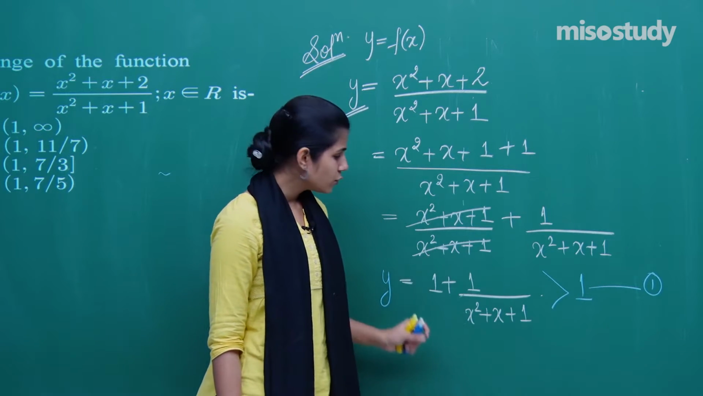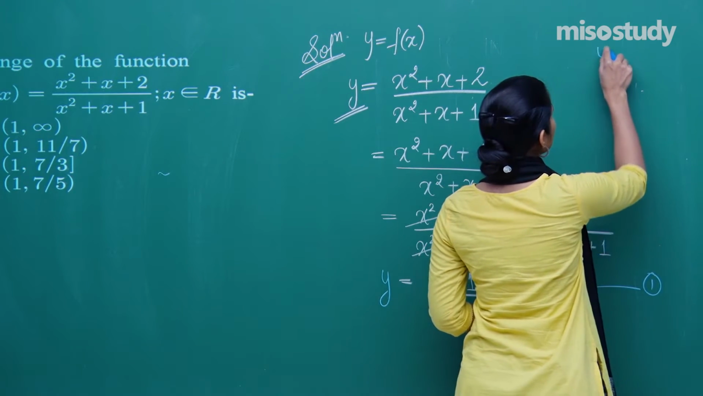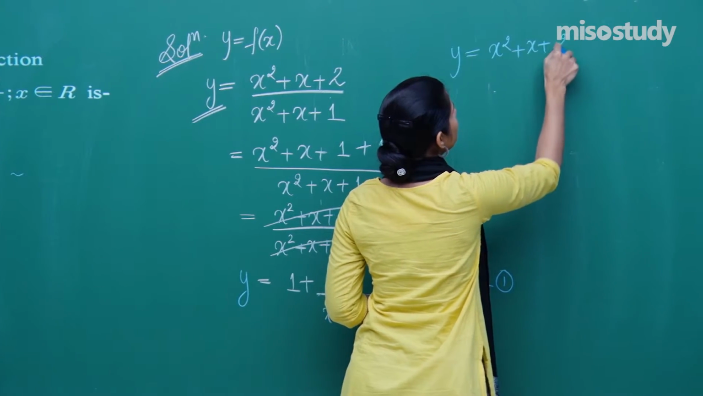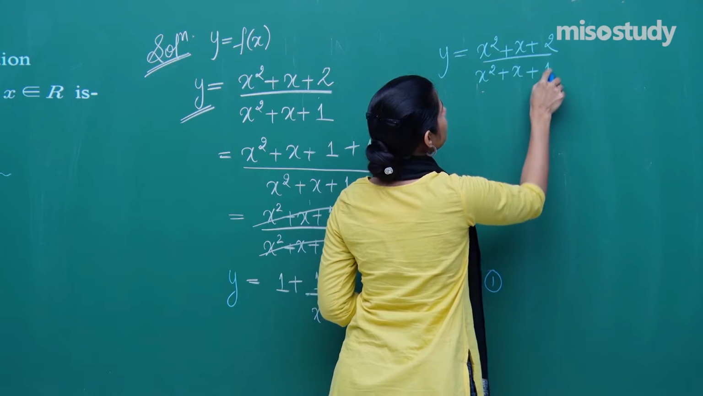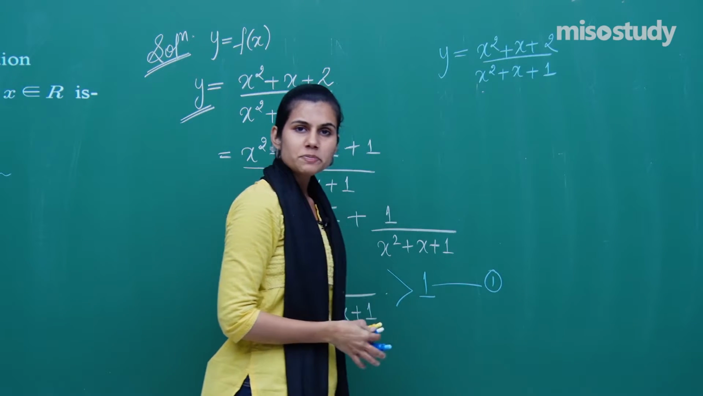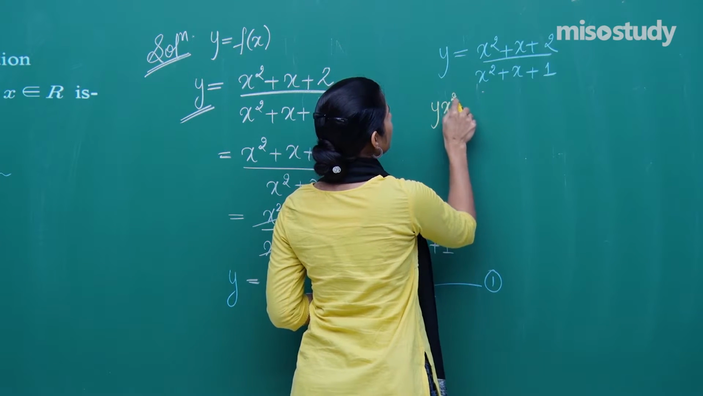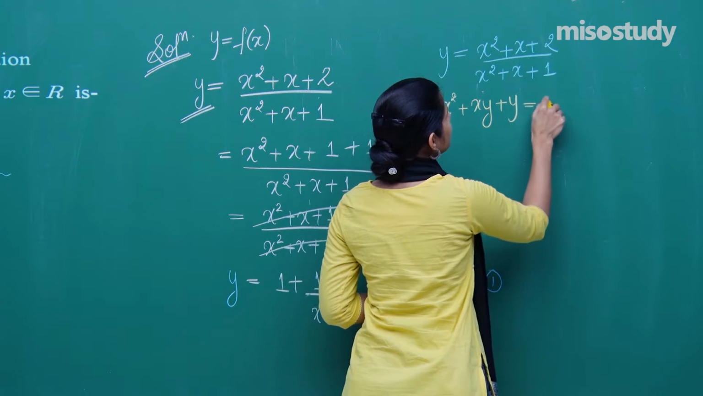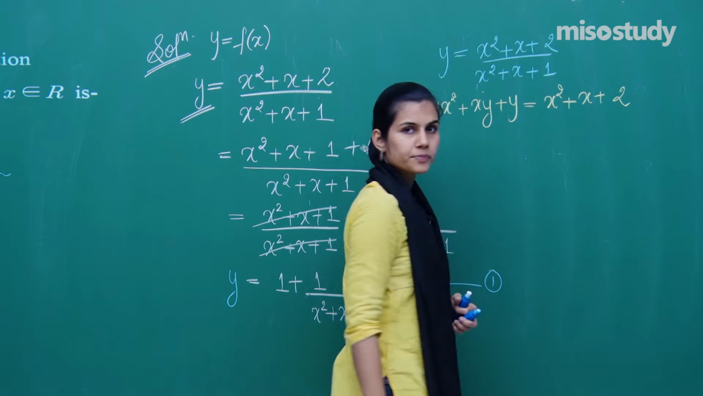Now if I proceed with solving the expression which was given to me, I was given y is equal to (x square plus x plus 2) whole upon (x square plus x plus 1). Just cross multiply and solve the expressions. You get y x square plus y into x plus y is equal to x square plus x plus 2.